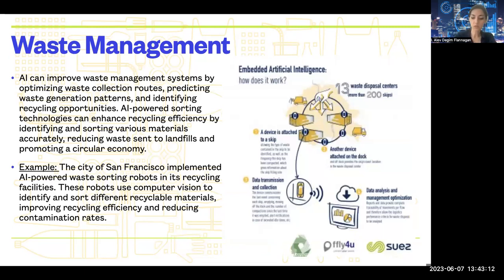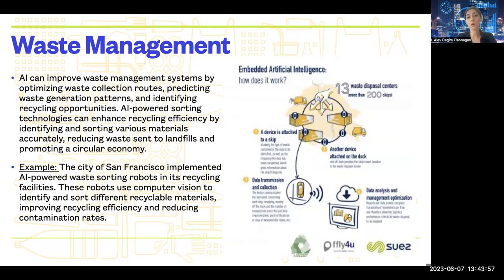Managing waste efficiently is crucial for sustainable development, and AI can improve waste management systems by optimizing waste collection routes, predicting waste generation patterns, and identifying recycling opportunities. AI-powered sorting technologies can accurately identify and sort various materials, reducing waste sent to landfills and promoting a circular economy. And in this way, we can talk about how the waste that we already have can be reduced, sorted, and more efficiently managed in the landfills.